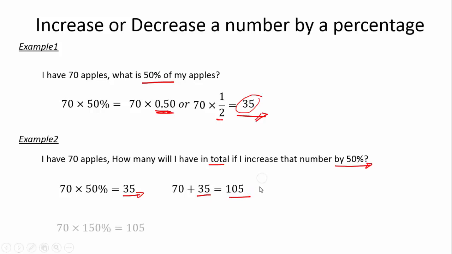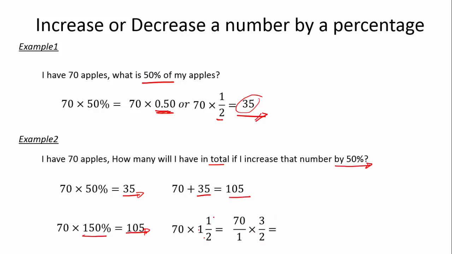So another way we could do this is say 70 times 150%. Now the 100% is the 70 itself, because we know that 100% of 70 is 70. So we can just write adding another 50% here, and that is going to equal 105 as well. So this is the same as 70 times 1 and a half, and that is 70 times 3 over 2, because we say 2 times 1 is 2, plus 1 is 3, all over 2.